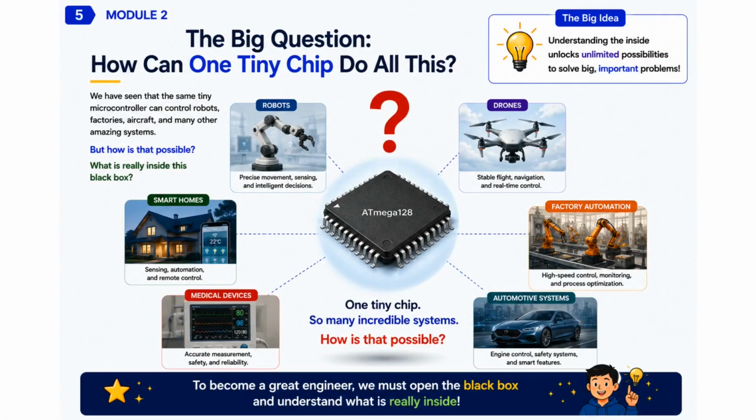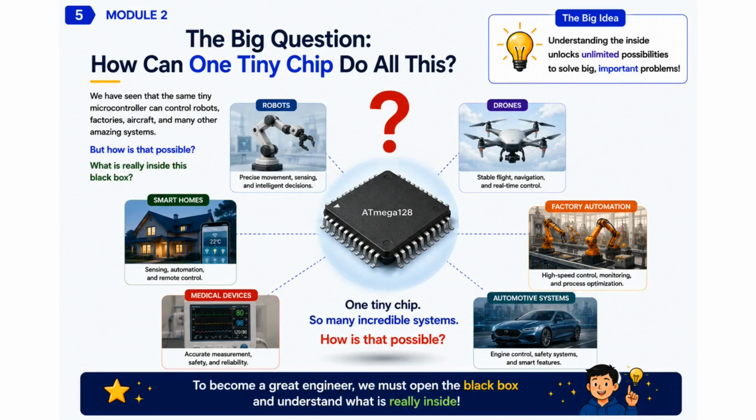In the last slide, we saw that the same building blocks can take us from a simple LED all the way to robots, factories, and even aircraft systems. But now we face a much bigger question. How can one tiny chip do all of this? Think about it for a moment.